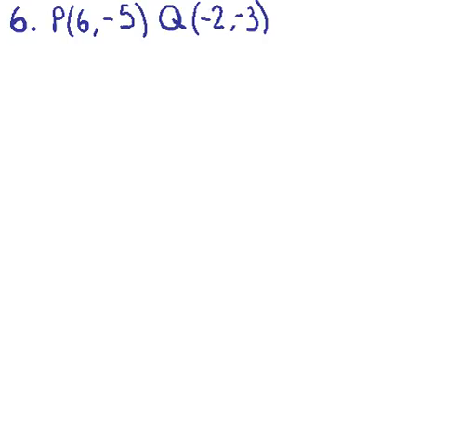This is question number 6. We're told that the line PQ has endpoints P and Q, where P is (6, -5) and Q is (-2, -3). We're asked to find the equation of the perpendicular bisector of PQ. So what we're trying to do is find the equation of a line.